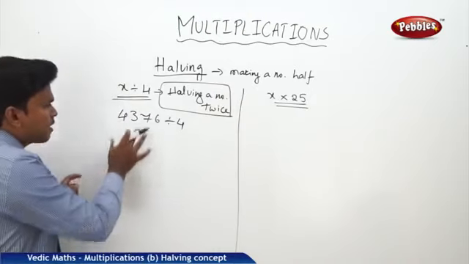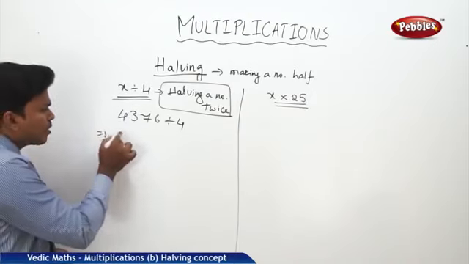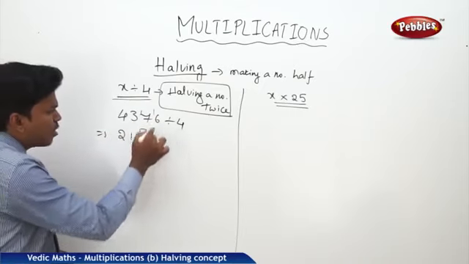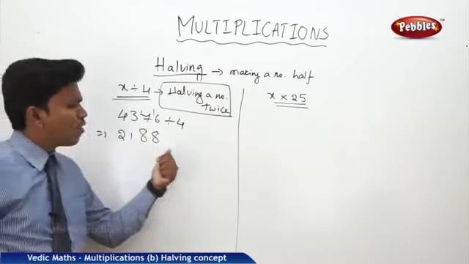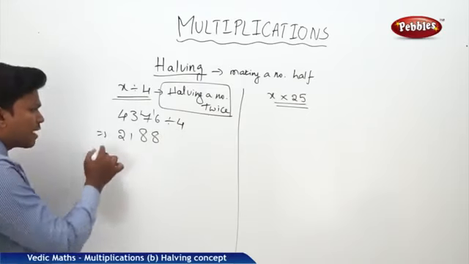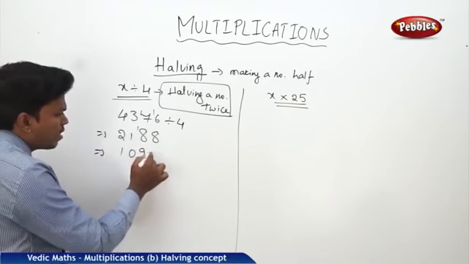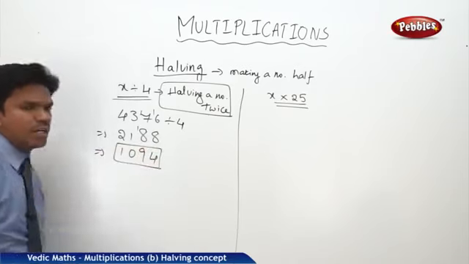So first, see the given number. What is the given number? 4376. Make it a half. How much will you get? 2 2s, 2 1s, 2 8s, 2 8s. So I got half of 4376 as 2188. Again make it a half. So 2 1s, 0, 1 remainder, 2 9s, 2 4s. So the answer is 1094.